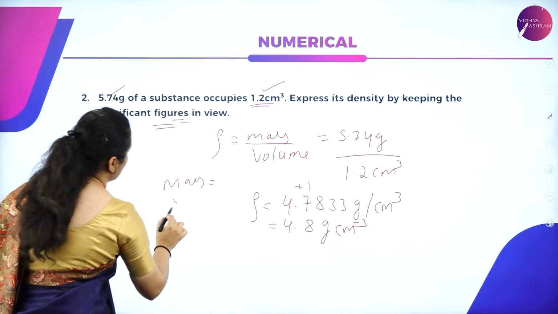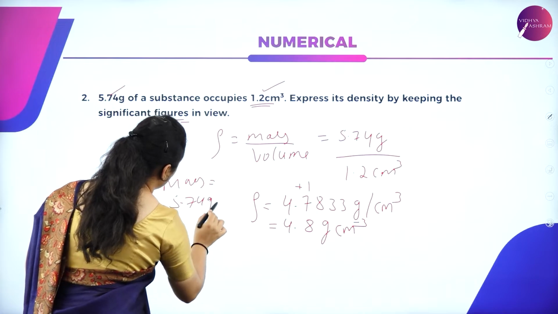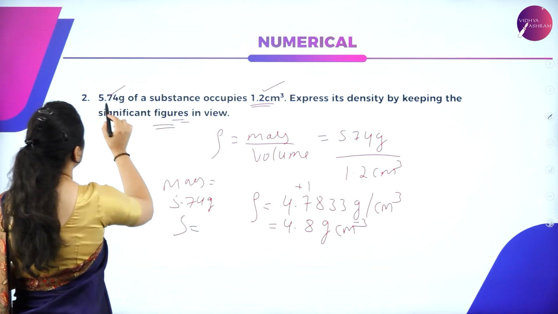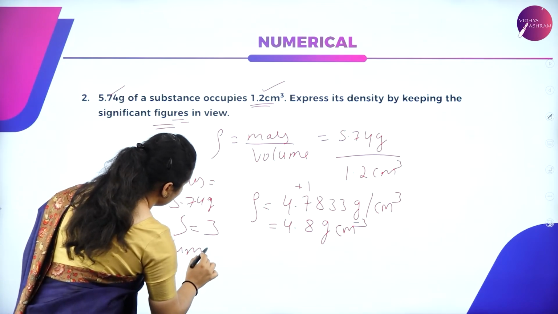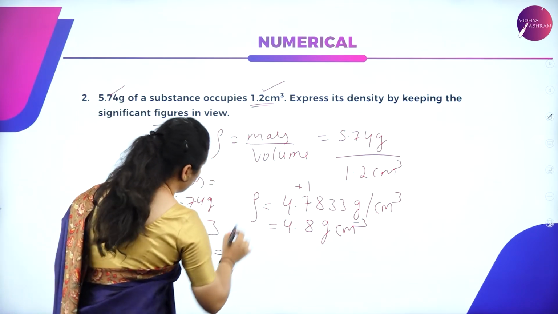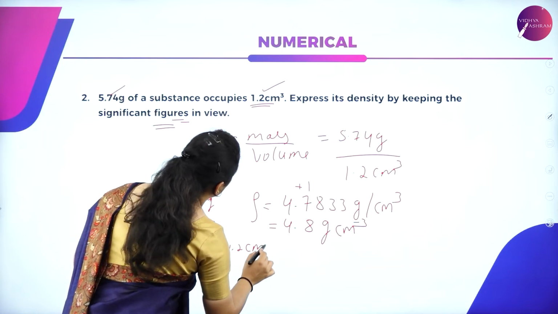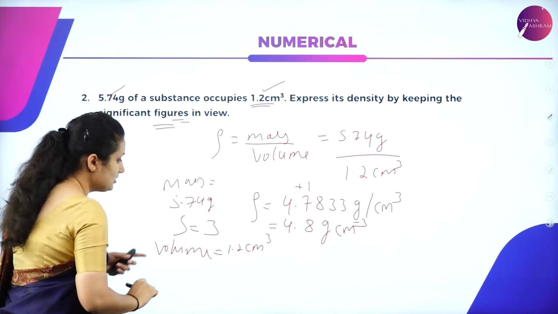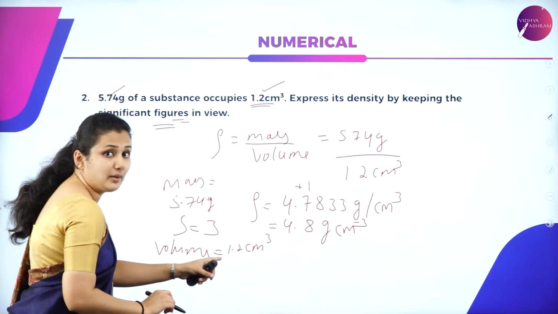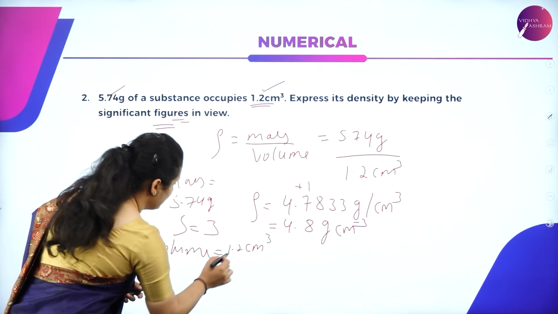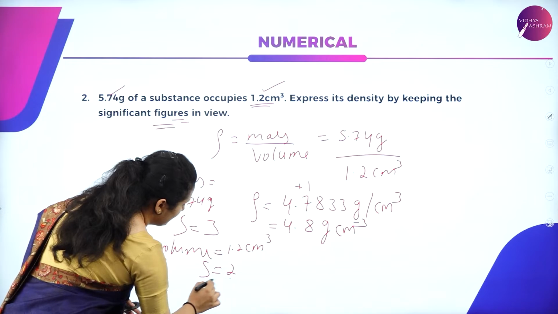Mass is 5.74 gram. It has significant figures 1, 2, 3. What is volume? Volume is 1.2 centimeter cube. So, now what is the significant figures volume has? It has two significant numbers.